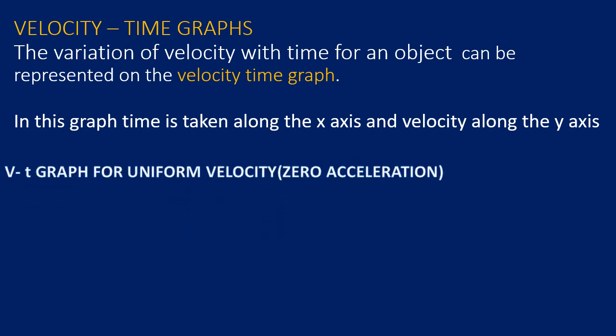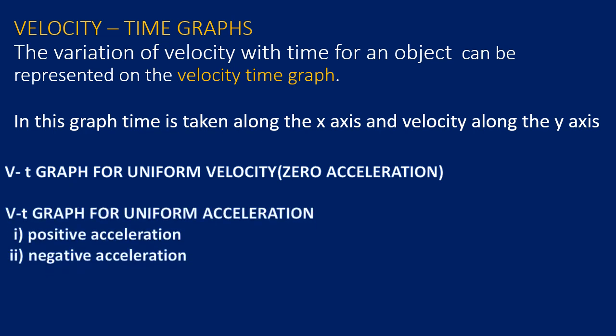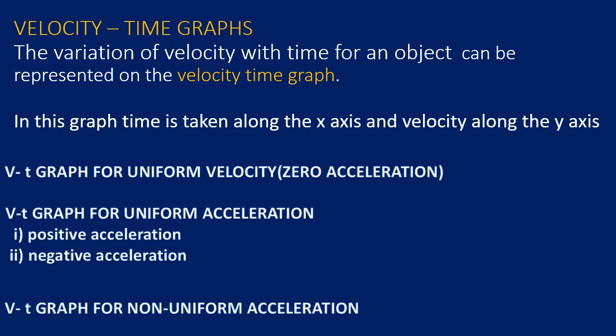So children, mainly here we'll be discussing the three types of graphs. That means especially for object moving with uniform velocity or having zero acceleration. Then VT graph for objects with uniform acceleration. In that we have two categories, that is positive acceleration and negative acceleration. And VT graph for an object moving with non-uniform acceleration.